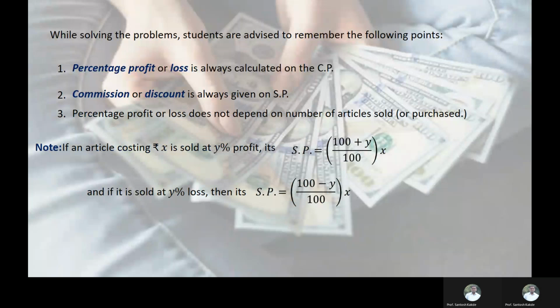Lot of examples are asked in the competitive examinations also. So you have to remember these formulas also. So let us see examples. Now we will see several types of examples in this unit, profit and loss.